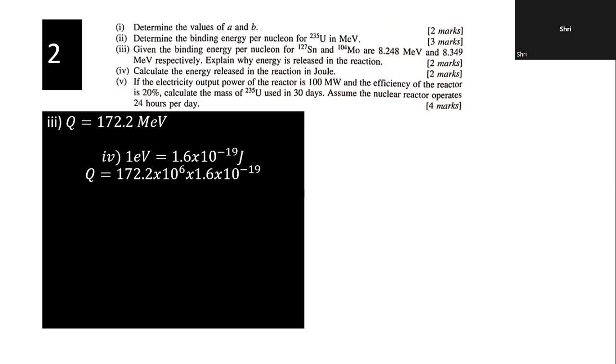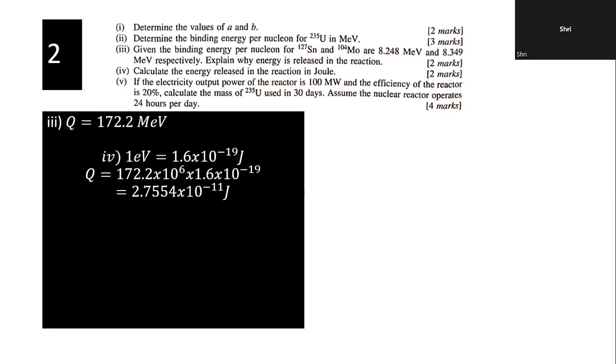Number 4, calculate the energy released in joule. Energy released is the 1915 value minus 1743, then convert into joule. 1 electron volt equals 1.6 times 10 to the power minus 19 joule. It's mega, so times 10 to the power 6, times the electron volt value. Got that? That's your Q.